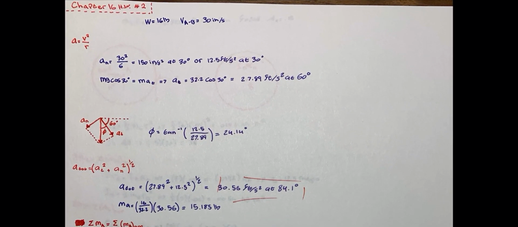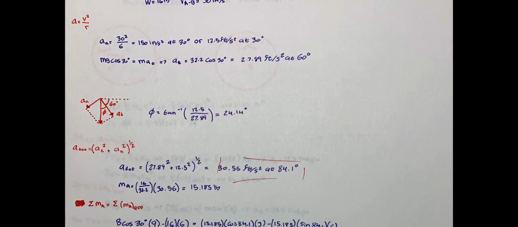Number 2, we have a triangular weldment that's connected to 2 different slots, and the velocity at each pin is 30 inches per second. We're supposed to determine the acceleration of the weldment and the reaction at A and B. So first of all, we can determine the acceleration in the normal direction, which is 30 squared over 6, which is like 12.5 feet per second squared.